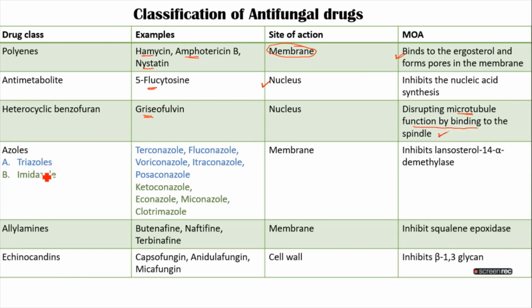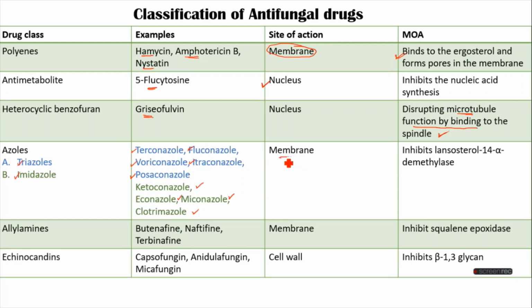Okay, then in case of azoles, there are two classes of azoles, triazole and imidazole. In case of triazole, the drugs are itraconazole, fluconazole, voriconazole, and posaconazole. In case of imidazole, you have ketoconazole, miconazole, bifonazole and clotrimazole.